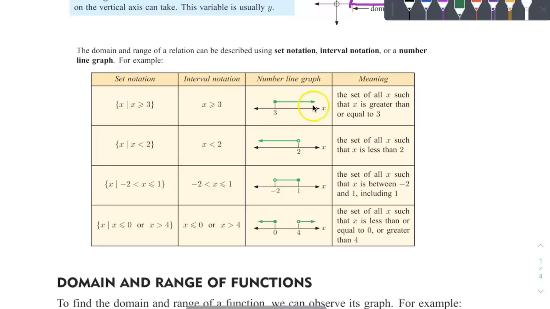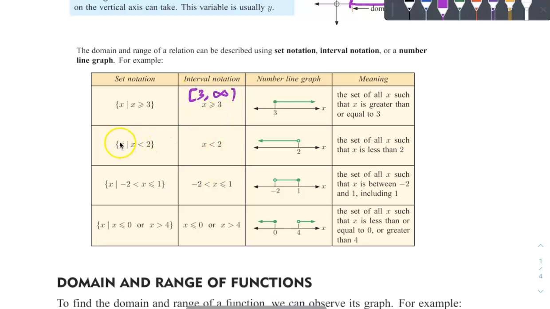So one is called set notation. So let's look at this number line here. So right, you can see x is greater than or equal to 3. So you could write x is greater than or equal to 3. You could write set notation, x such that x is greater than or equal to 3. I think of interval notation like this actually: 3 to infinity. Because if you look at where we start at 3 and we're going all the way to infinity.